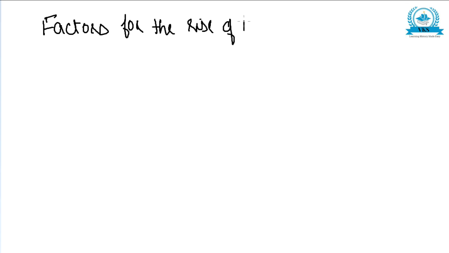So now we have studied the factors for the spread of Buddhism and the rise of Buddhism. Now we will go through all the factors for the rise of Buddhism in simple points. Already we have studied those points.